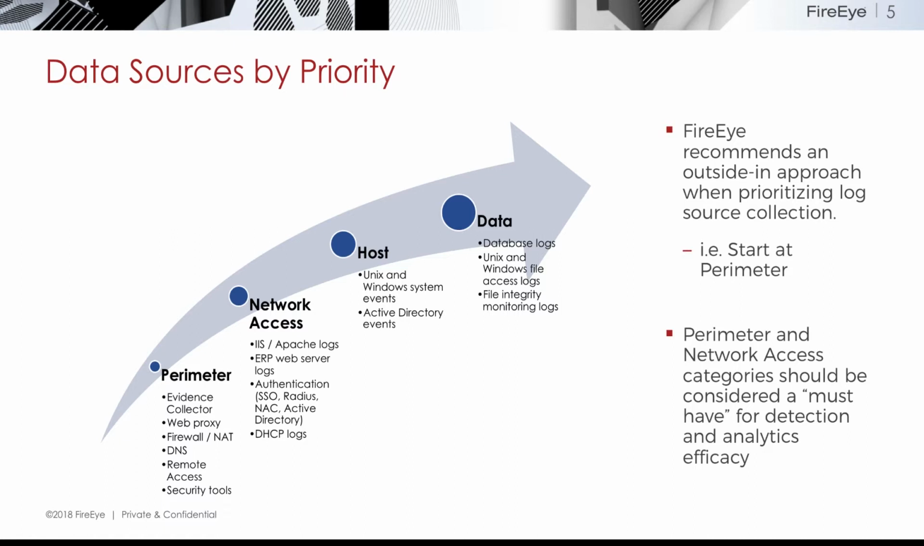Next, host for Windows and Unix-based events and Active Directory events. And finally, data. Database logs, Unix and Windows file access logs, and file integrity monitoring would be the final prioritization for data sources to choose to onboard into Helix.